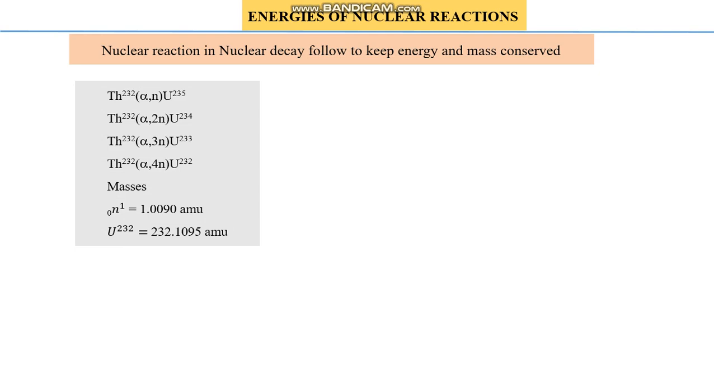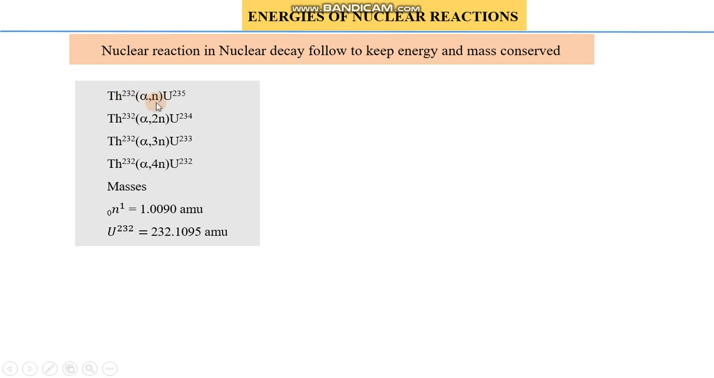Now, let us consider these four reactions where thorium is used as target nuclei, or nuclear fuel. This thorium is bombarded by alpha particles, and definitely in the four reactions, the energy of the alpha particle must be different from each other. For this reaction the energy of the alpha particle will be different, and for the following reactions it should change accordingly.